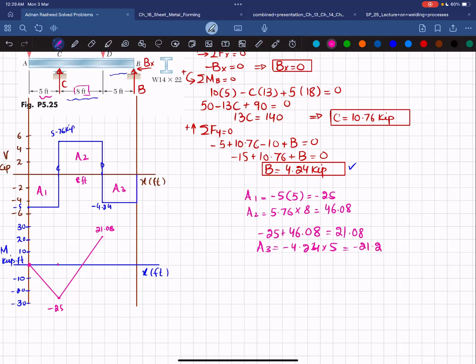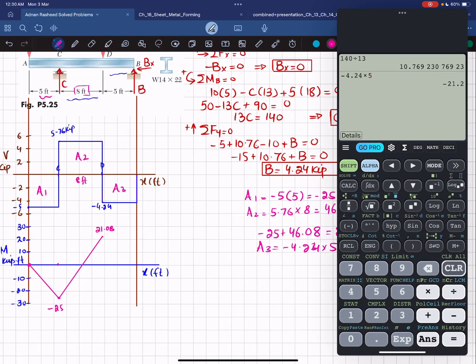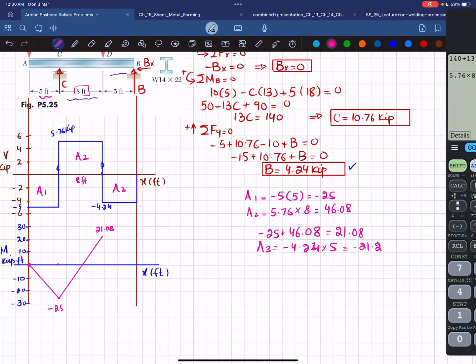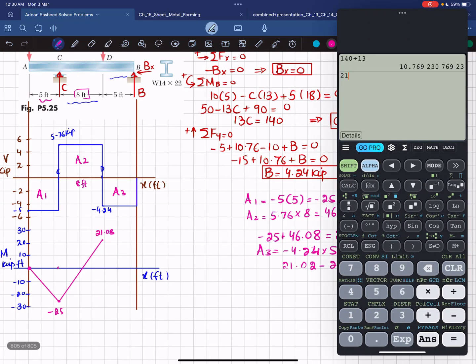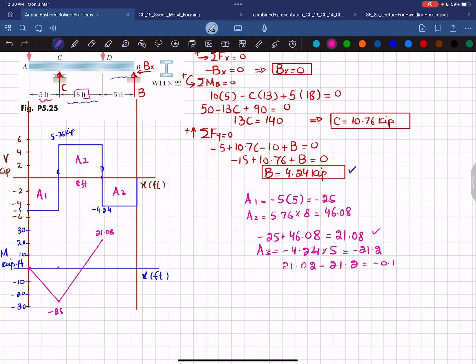I think we have made a mistake. A2 will also give you minus 21.2. Okay, what is E2? E2 is 40. Let me check it. 5.76 multiplied by 8 is 46.08 minus 25 is 21.08. And this is minus 21.2. Now 21.08 minus 21.2 is minus 0.18. So it means that this is negative, so it will be approximately equal to 0. Clear? And you will get the point at this one.